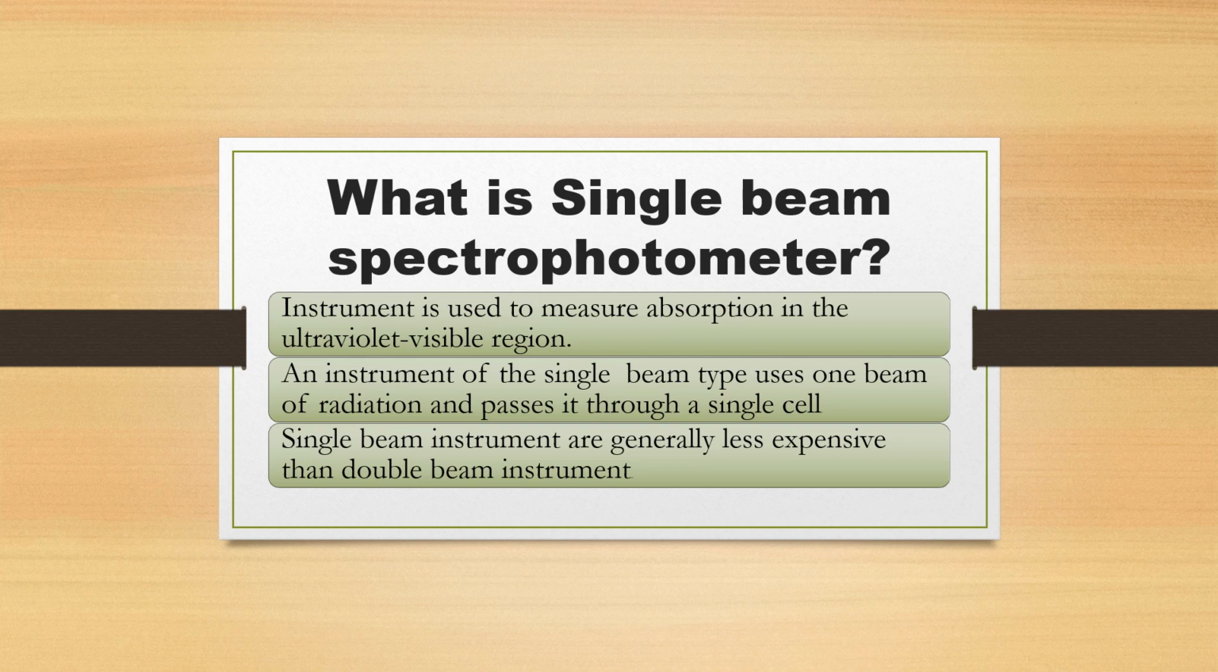And the second point is that an instrument of the single beam type uses one beam of radiation and passes it through a single cell, and it means only one wavelength of light is passed through the sample.